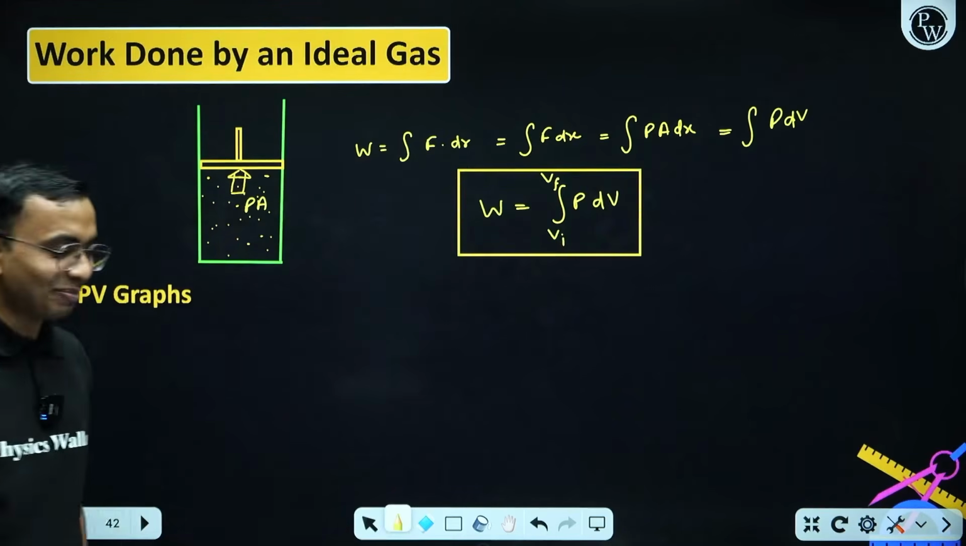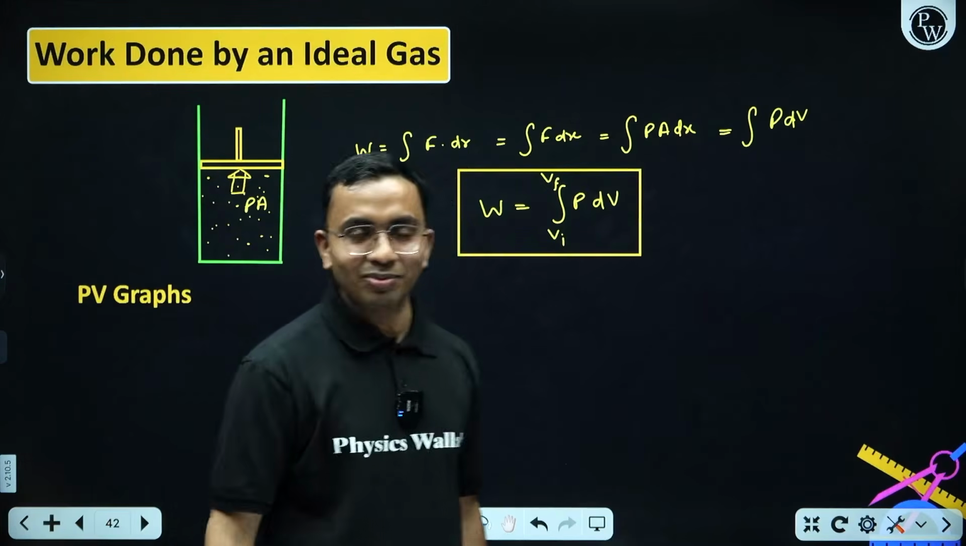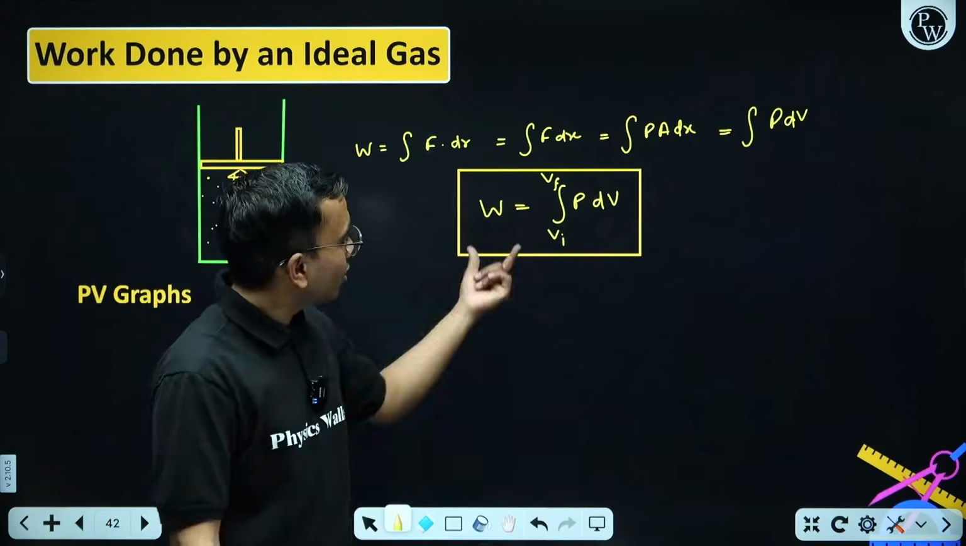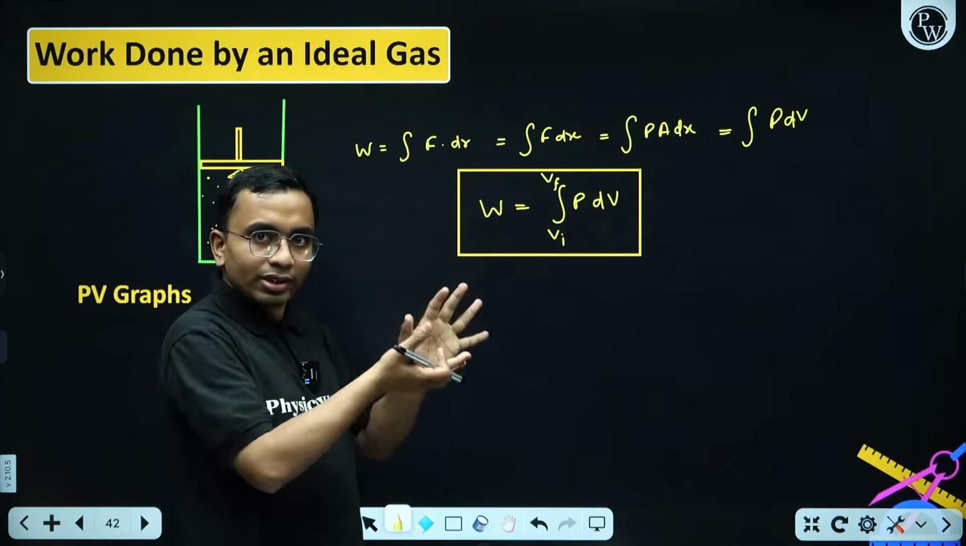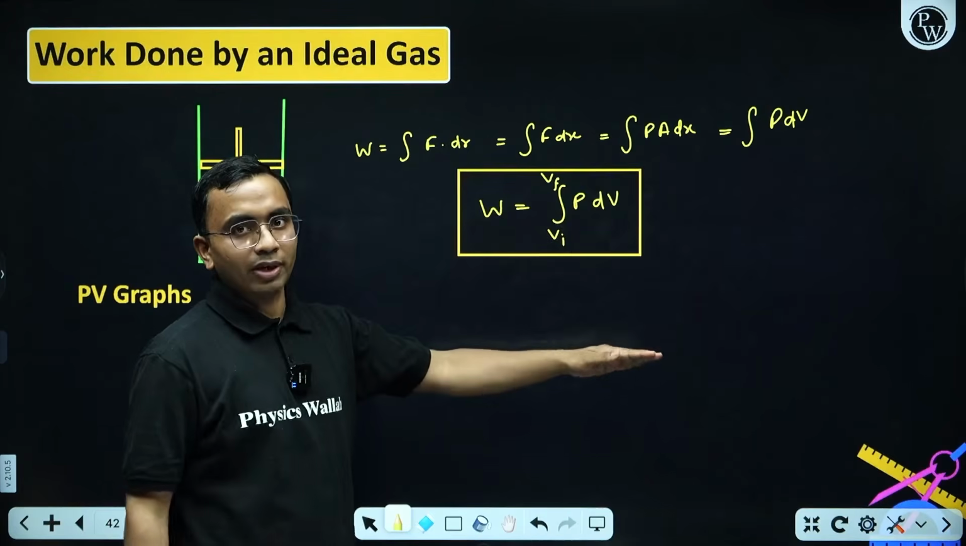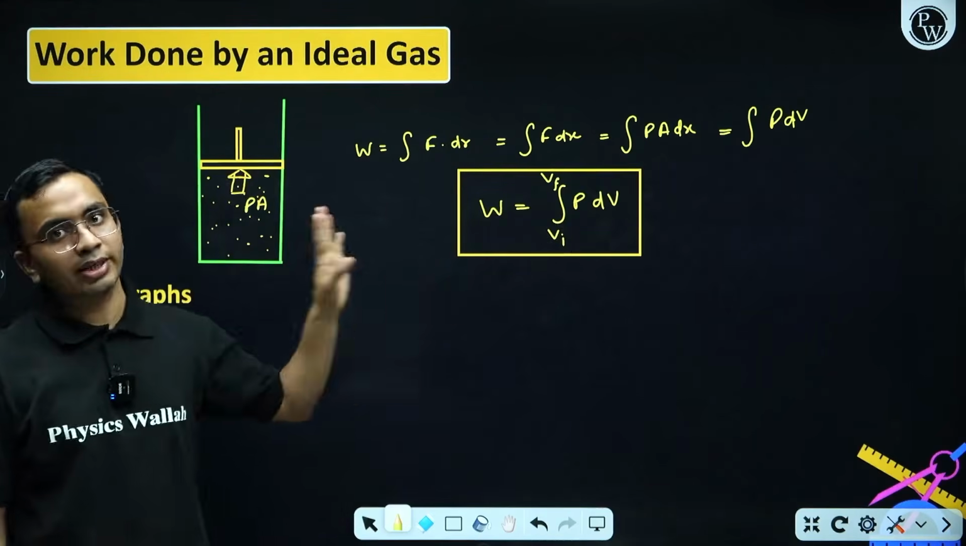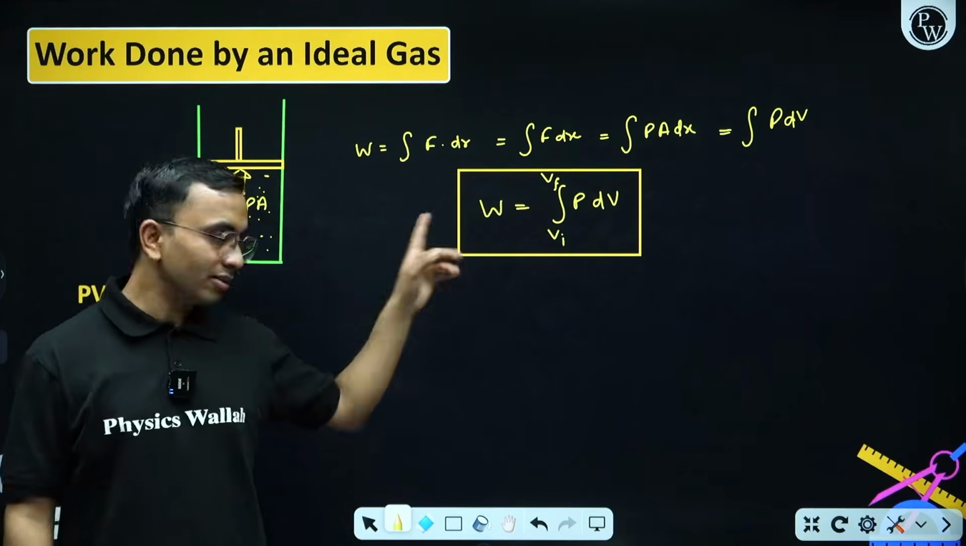Now you may say, sir, but there are different formulas for work done for different processes. Yes, that is there. Why so? Because when you solve this integration, different expressions will come. But the general formula for the work done is integration of P dV, remember it. This is the general formula.